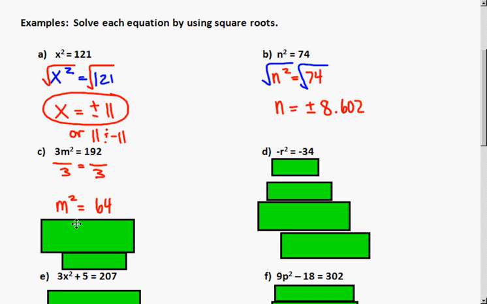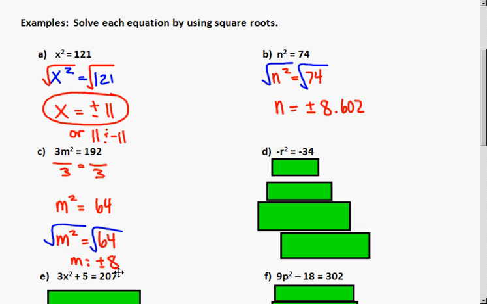Now you're back up to what you did in A and B. In order to get rid of a square, we square root both sides. When you square root both sides, this here is m times m, so we are left with m, and then we think, what is the square root of 64? We should wind up with plus or minus 8. Again, you can write that as 8 and negative 8, but a much quicker way is plus or minus here.